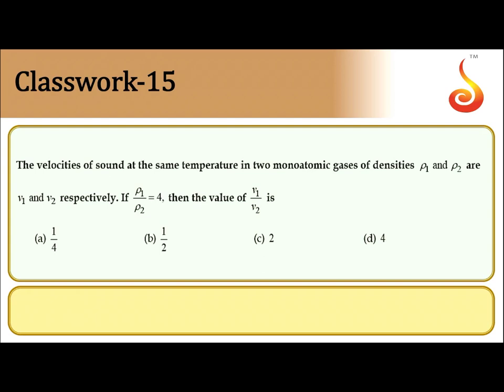Next one. The velocities of sound at the same temperature in two monatomic gases of densities rho1 and rho2 are V1 and V2 respectively. If rho1 divided by rho2 is 4, then the value of V1 divided by V2 is.